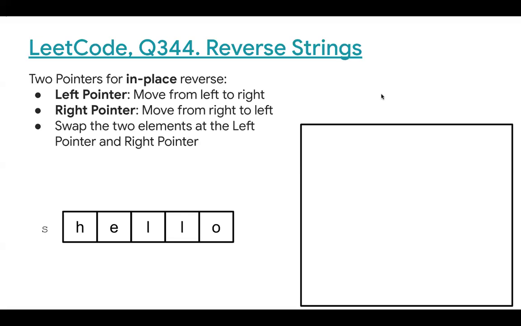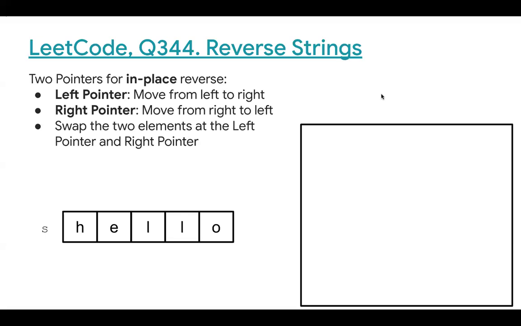So it's like we go from the beginning of the array towards the middle, and we go from the end of the array towards the middle, right? And then we just swap two elements at a time, until we end up at the middle of this array, something like that, right?